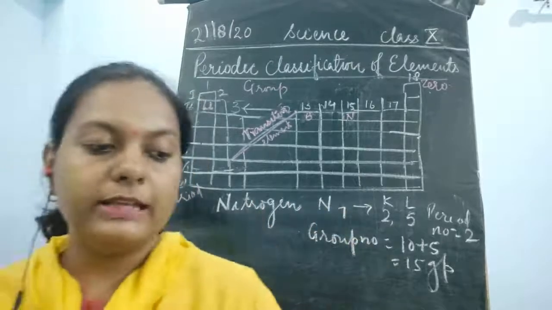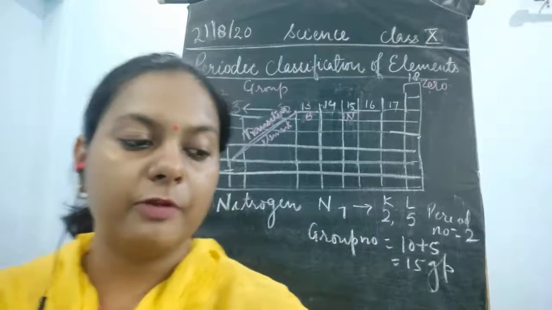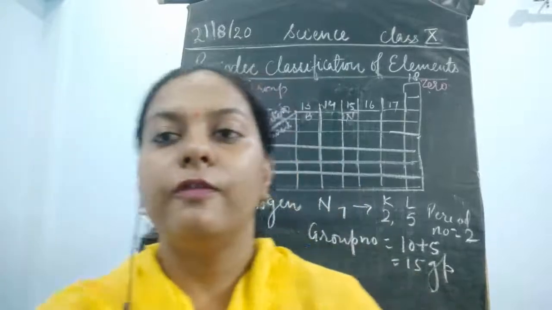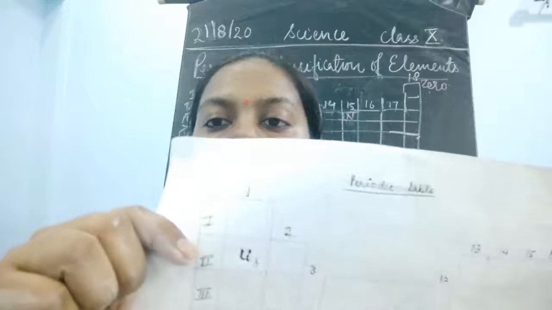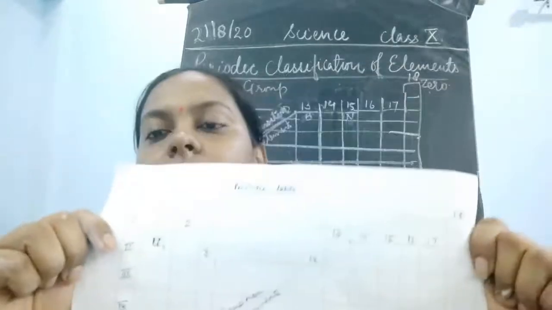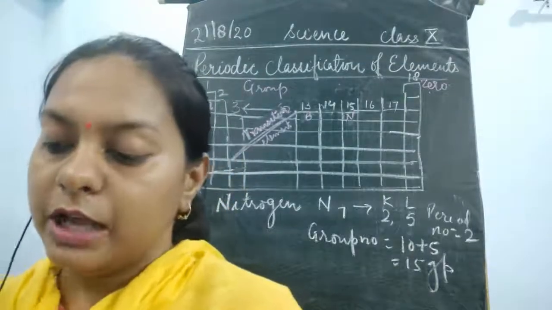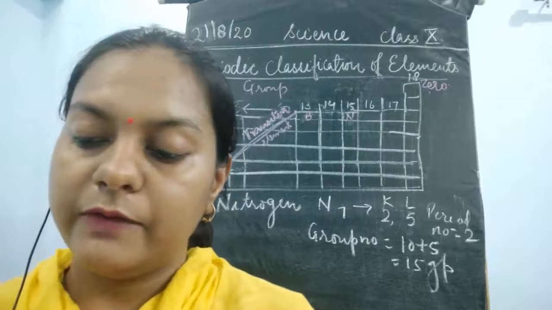So you are going to make this type of periodic table, and you could easily fill it. Now you can fill in the nitrogen, as well as whichever example we are going to take. So I will just fill it in for you all.